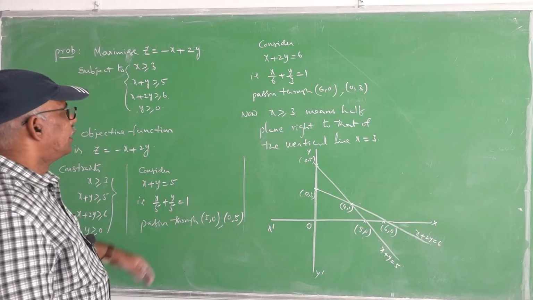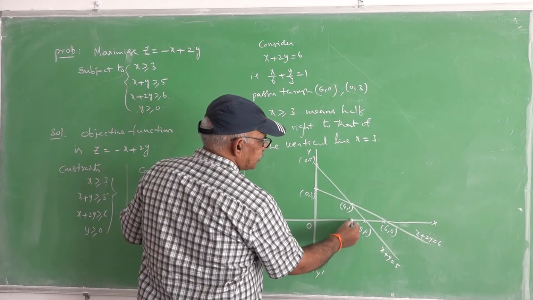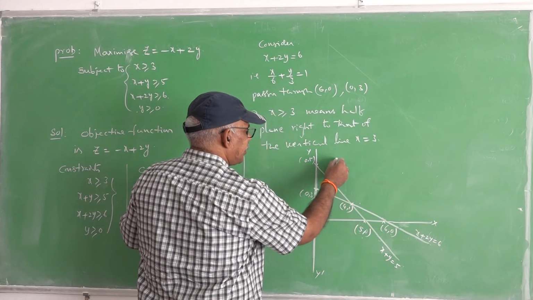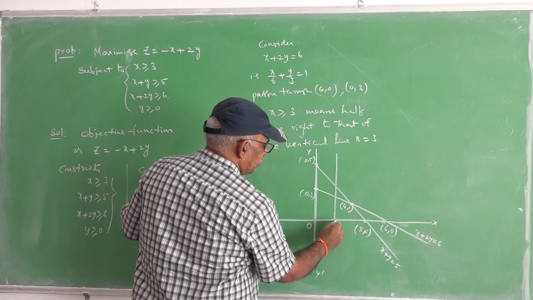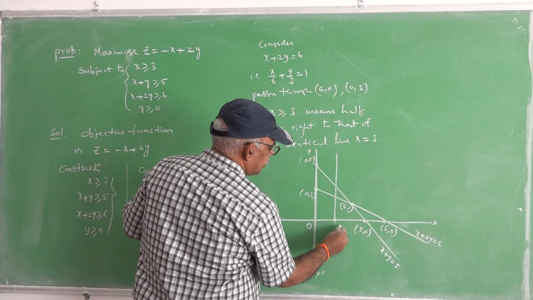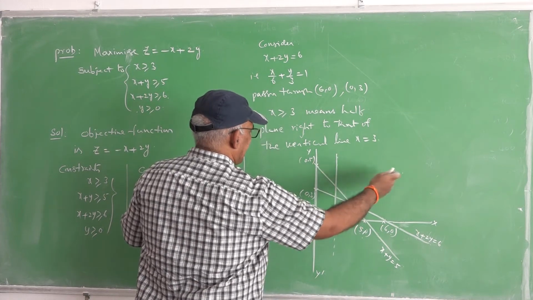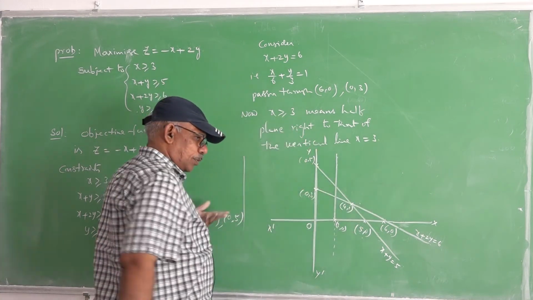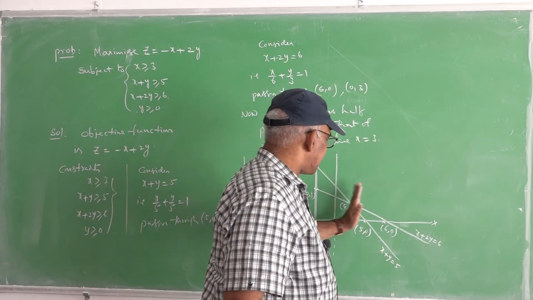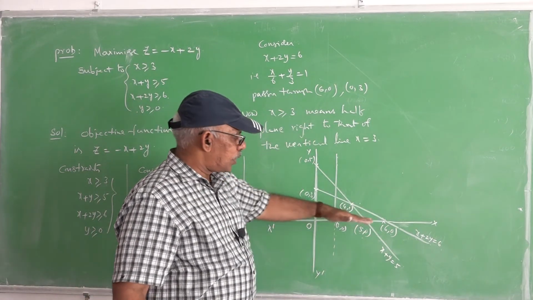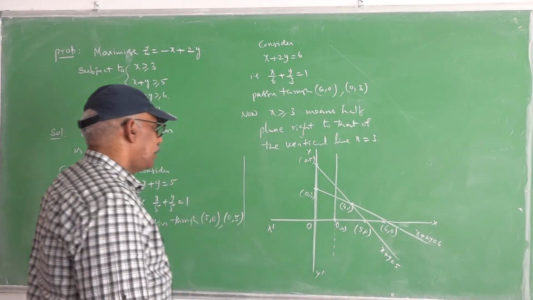And moreover, x equal to 3 line. Here x equal to 3 passes through 3 comma 0. Right to that of x equal to 3, x greater than or equal to 3 means the region right of the line x equal to 3 is to be considered. Y greater than or equal to 0 means above the x axis.